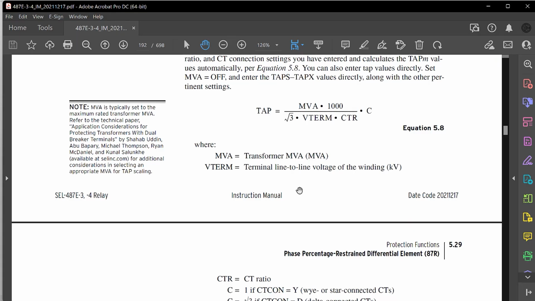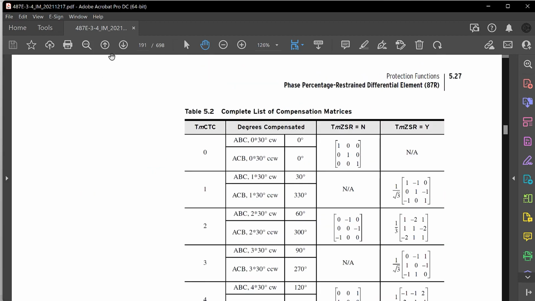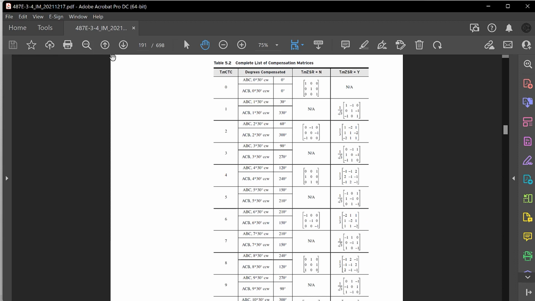Now, to accommodate any possible power transformer connection difference, the relay allows us to shift either winding in increments of 30 degrees. So let me actually go to the section of the instruction manual that talks about this. That, in this case, is shown on page 191. And we essentially have this table over here. This is basically a complete list of the matrices for shifting currents in the relay. And this is a setting in the relay by which we can tell it to shift the currents it reads in any 30-degree increment.